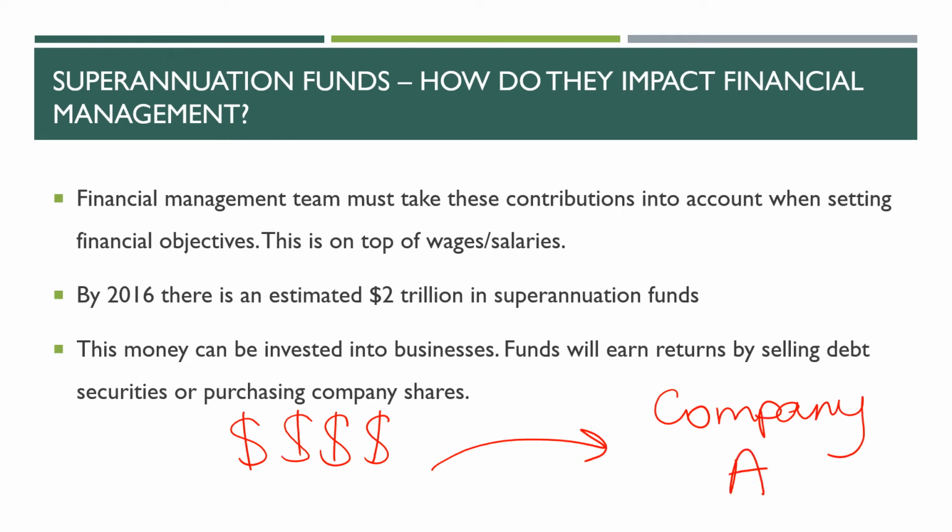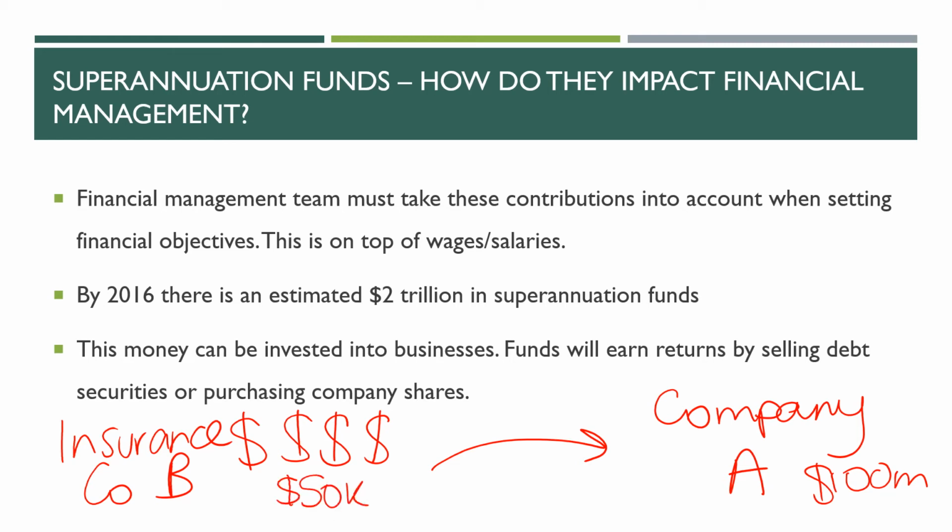So for example, say we are company A in this example. They currently want to raise $100 million in shares, so they put up their shares on the stock exchange; they float their shares. This insurance company, we'll call them insurance company B, have $50,000 spare. They've just received all these superannuation contributions today, and they're going to take this $50,000 and buy some of the shares from company A. What that means is company A gets $50,000 and insurance company B gets the shares.